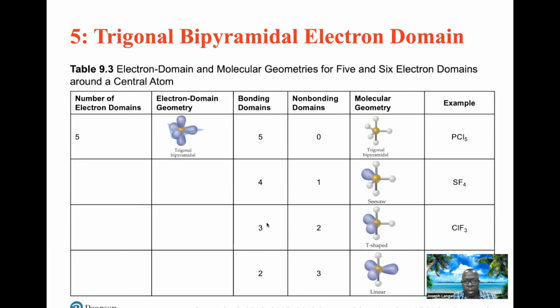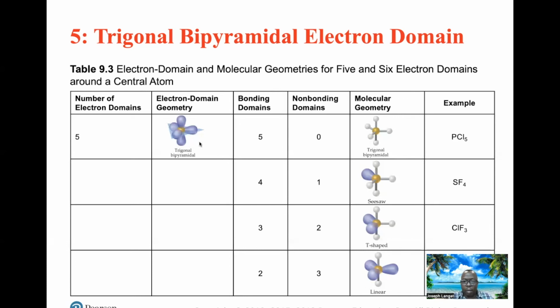For 3 atoms bonded to the central atom with 2 non-bonding pairs on the central atom, you can see they occupy the equatorial positions, not the axial. This is T-shape, it's just like a T. And then this one is linear because of the equatorial position. These are the non-bonding pairs, 1, 2, 3, occupying the equatorial positions, and the molecular shape is linear.